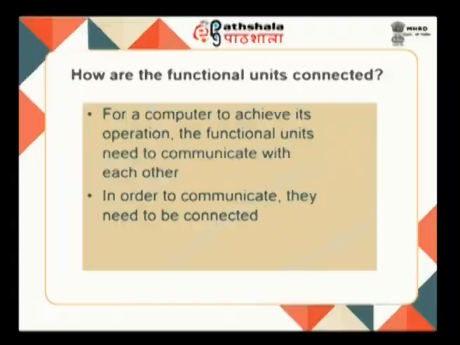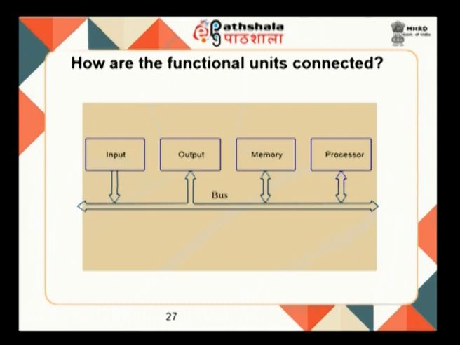Now we have looked at the different functional units of a processor. How are these functional units connected together so that they can communicate among themselves? For a computer to achieve its operation, the functional units need to communicate with each other and they need to be connected with each other. The connection is done by means of a set of wires called a bus. The bus that has been shown here is responsible for establishing a connection between the various components of the processor. A bus is nothing but an interconnection of wires. If you are talking about an 8-bit bus, it will be capable of carrying 8 bits of information.